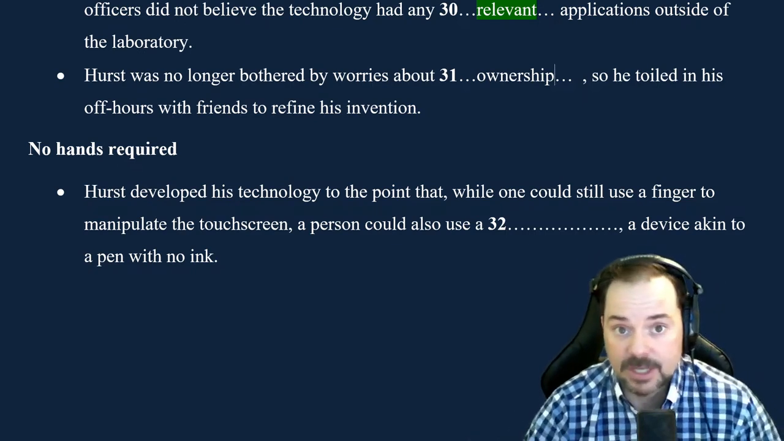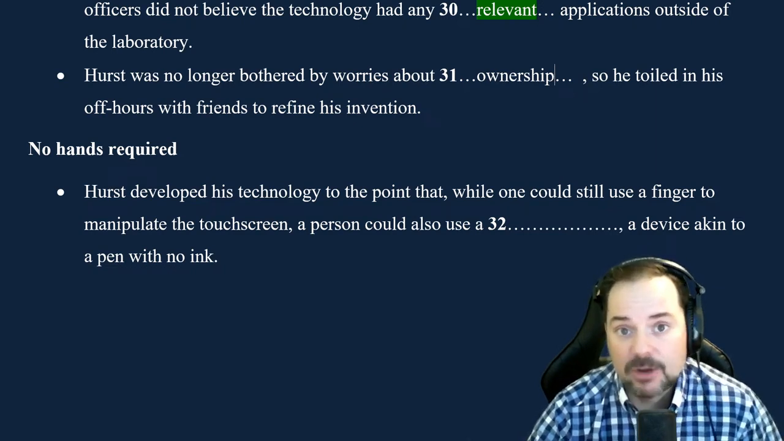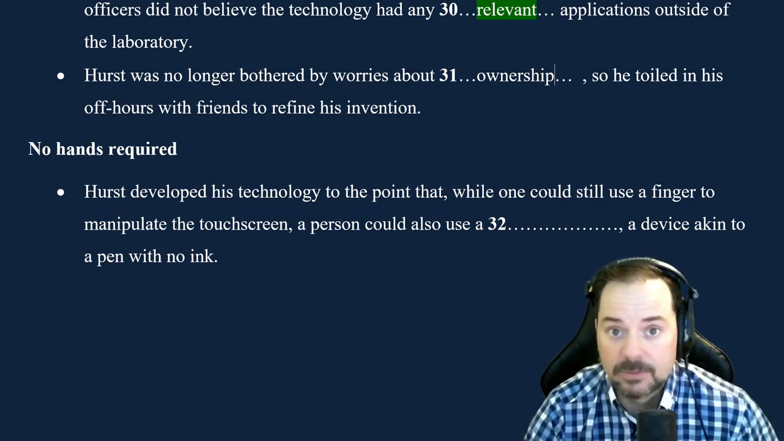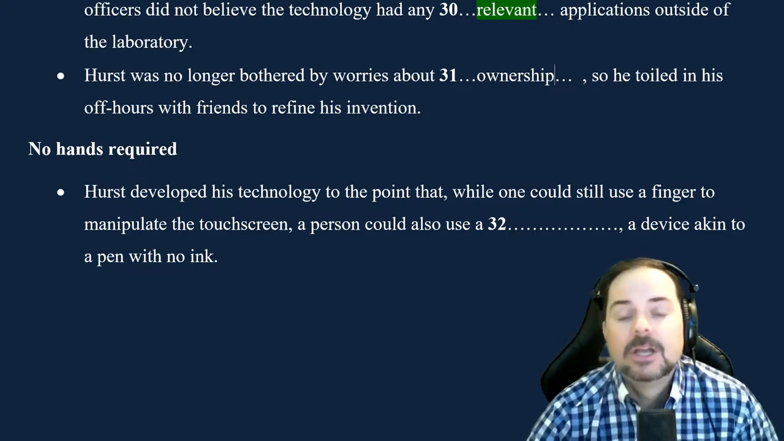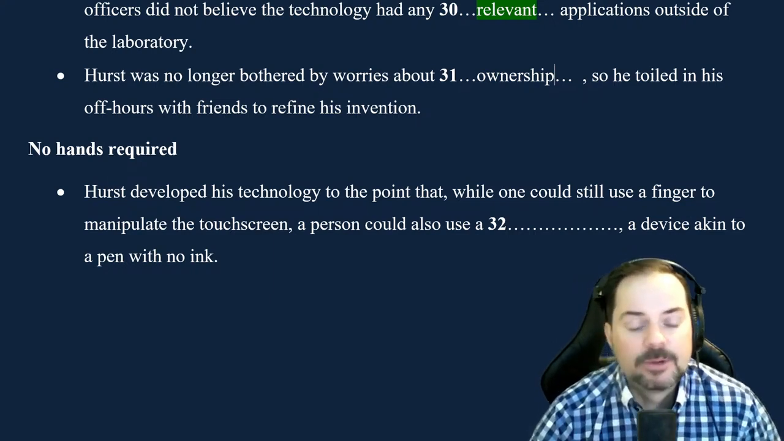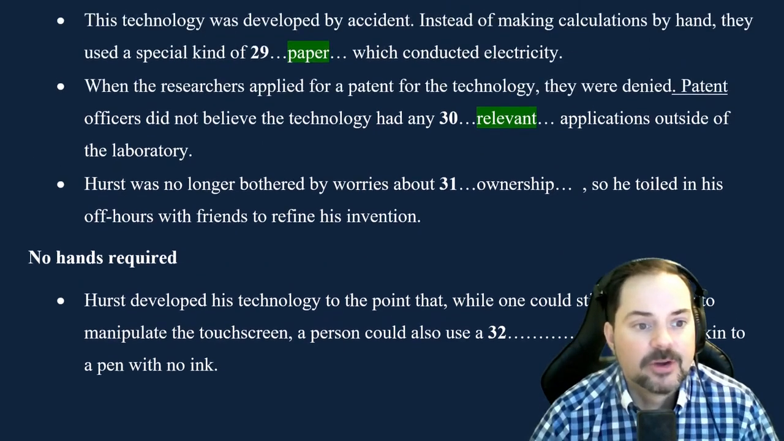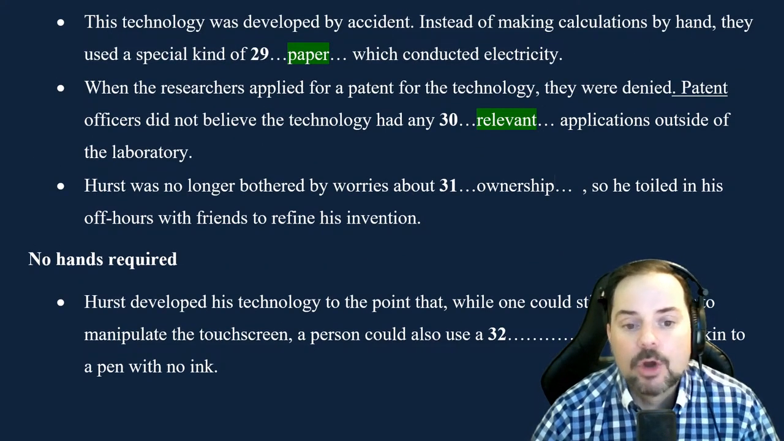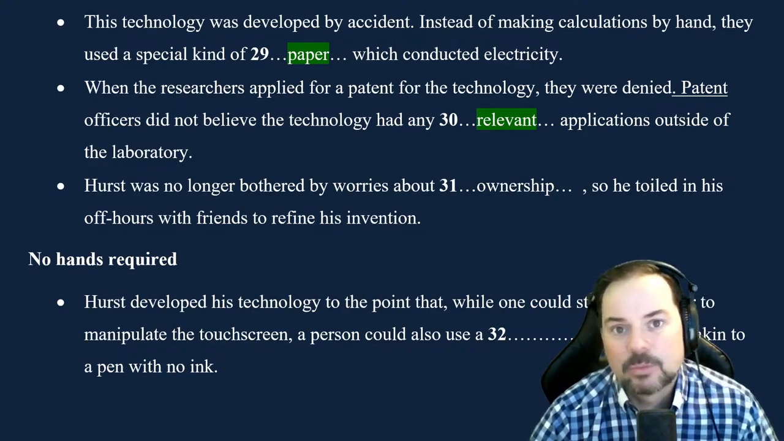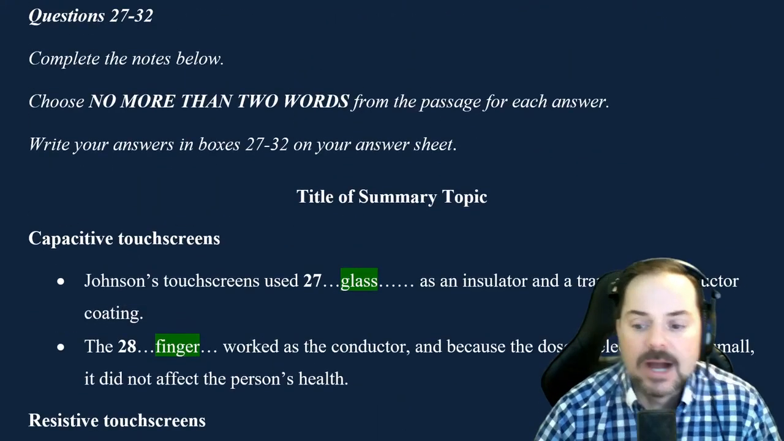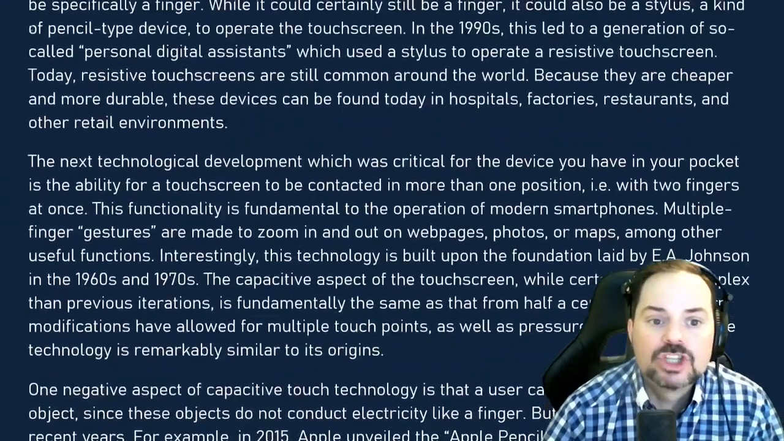So Hearst was no longer bothered by words. Like University of Kentucky, they wanted the patent. Can you imagine how rich the University of Kentucky would be right now if they got that patent? Unfortunately, they didn't get that one, but I wouldn't be surprised if they got a few billion from that later on. Okay, anyway, so I would say ownership, but I'm not sure that's the exact words that they used. So I would go back and I would check.